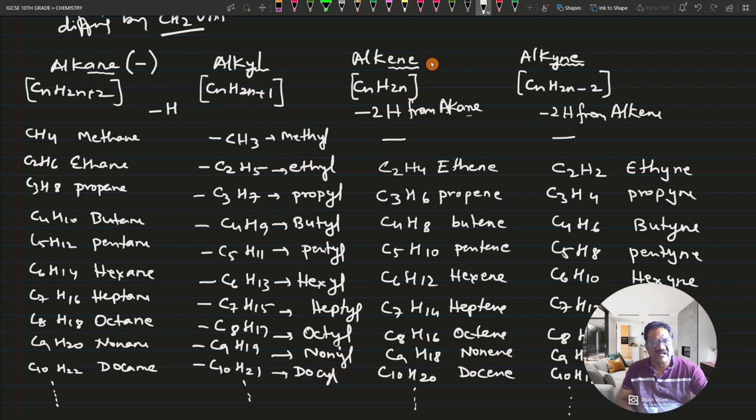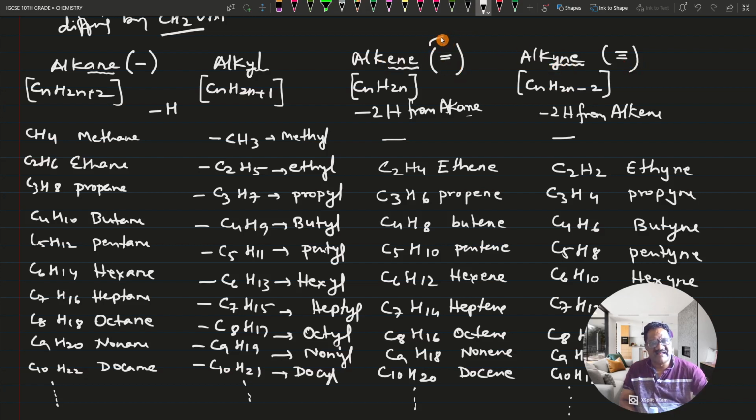Alkenes, you will either be having a double bond or a triple bond. Okay, no, the triple bond will be in alkyne. In alkenes you will get only a double bond. So in alkane you will be having only single bonds, in alkene you will be having a double bond, and in alkyne you will be having triple bonds.